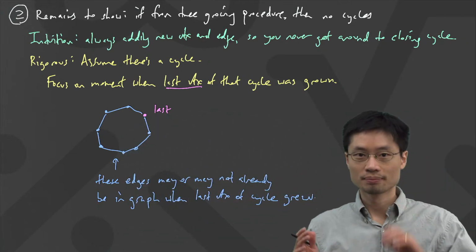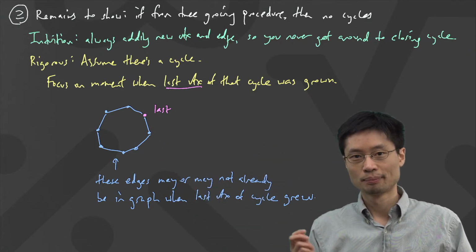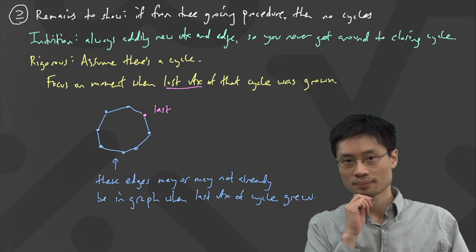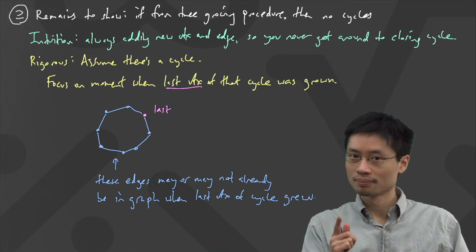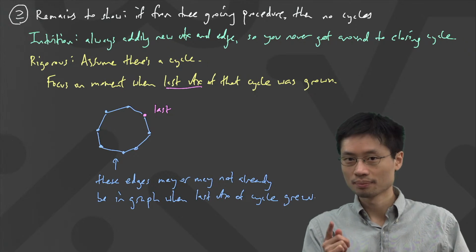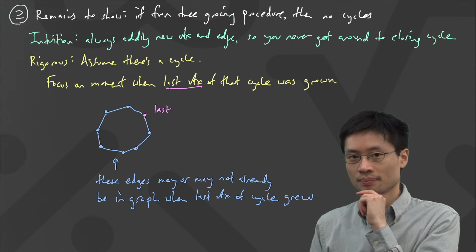So the tree growing process starts with just one vertex, and then after that we add edges and vertices. So that means we'll always have one less edge than we have vertices at the end of the graph. So if it's all connected in a cycle, then we're going to have the same number of edges.